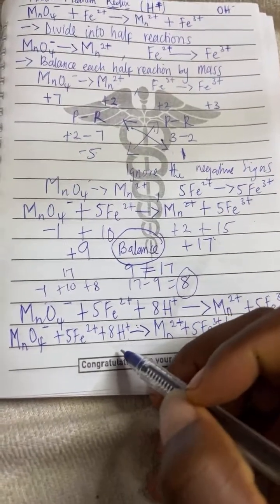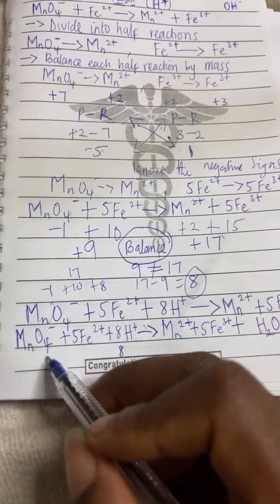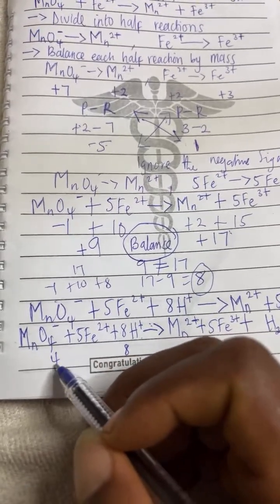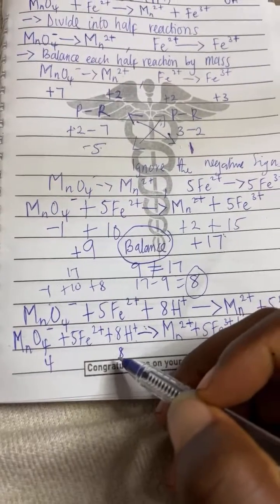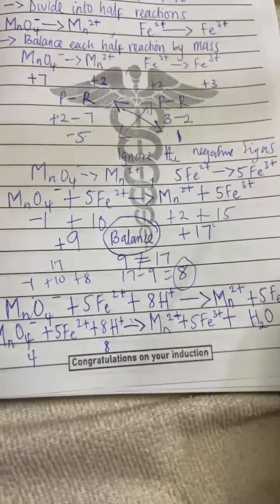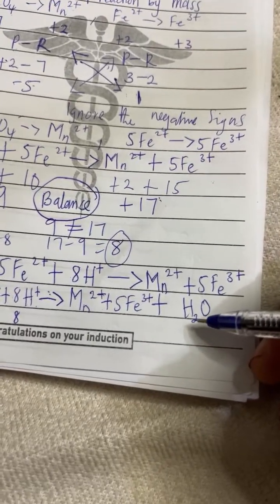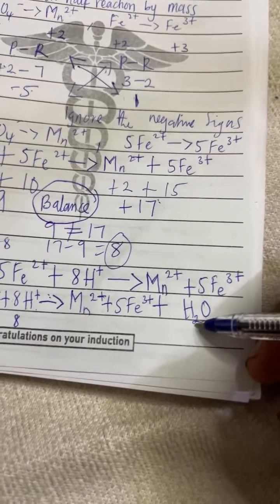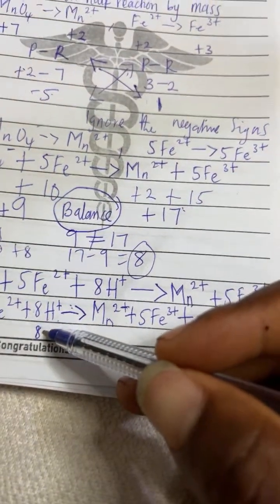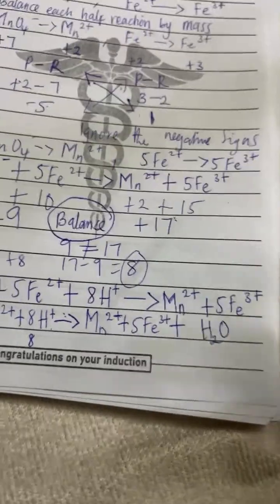8 times 1 is what? 8. Here, oxygen, how many oxygen do we have? 4, because this is 1 mole, 1 times 4, 4. So we have 8 atoms of hydrogen and 4 atoms of oxygen, right? Inside water, you can see water has H2O. It has how many atoms of hydrogen already? 2 atoms of hydrogen. So if you want to turn 2 atoms of hydrogen to 8 atoms of hydrogen, what will you do to it? Simple. You multiply it by 4.